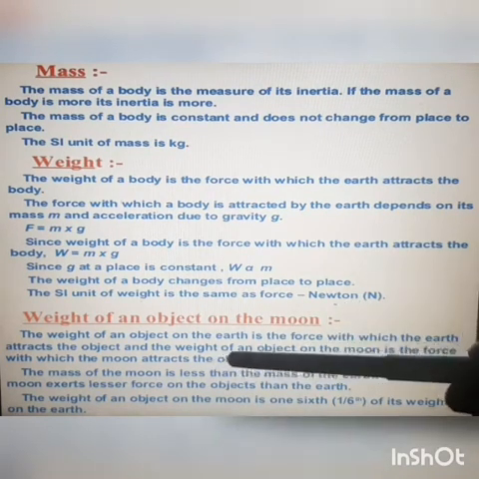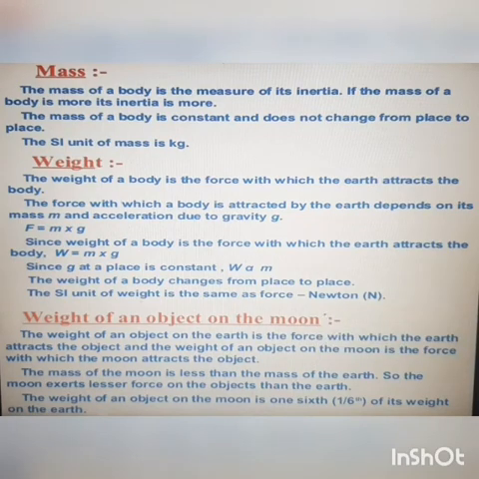Now, if we go to the moon, the acceleration due to gravity of the moon is 1/6 of that of the earth. That is why the weight of a body is also 1/6 of its weight on earth. If a certain object weighs 60 Newton on Earth, its weight will be only 10 Newton on Moon.